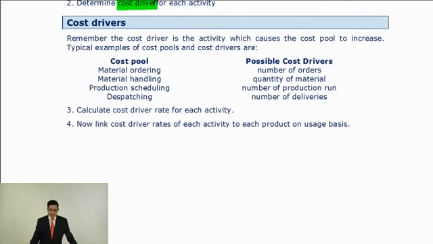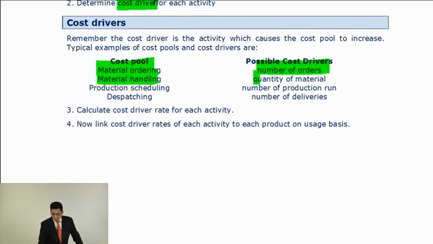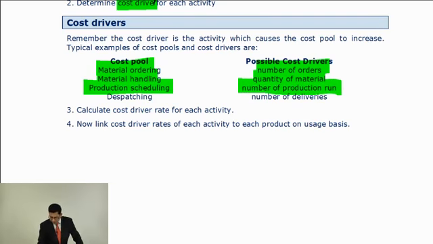Here are some examples given for some cost pools or activities. For material handling, the number of orders can be used. For material ordering and handling, the quantity of material can be used. For production scheduling, the number of production runs, or sometimes instead of runs, we may be given the number of batches.